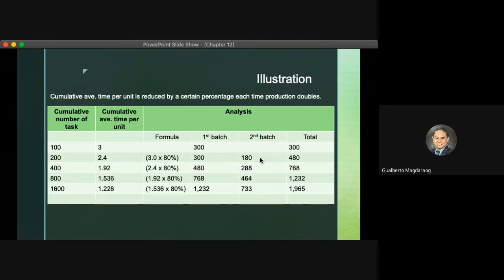Okay? Now, if you doubled it again from 200, ginawa mong 400. You multiply the original minute by 80%, you will get 1.92. So, multiply 400 by 1.92, that is 768. Analyzing it, yung first 200 batch or 200 units, that will be your first batch, you spent 480 minutes. Yung second 200 mo, 288 minutes na lang. Mas mabilis pa.